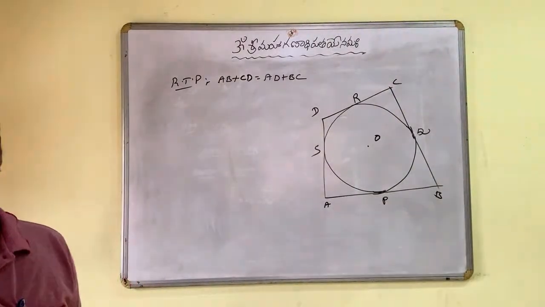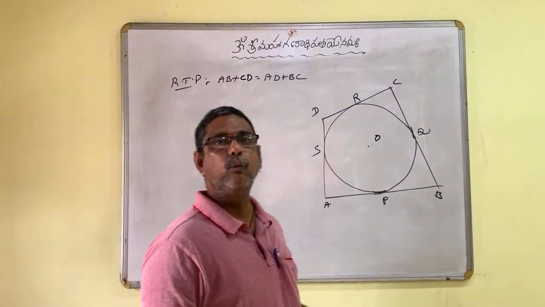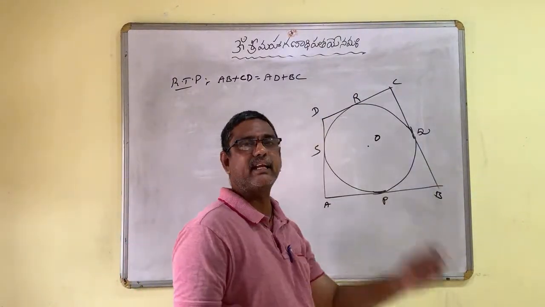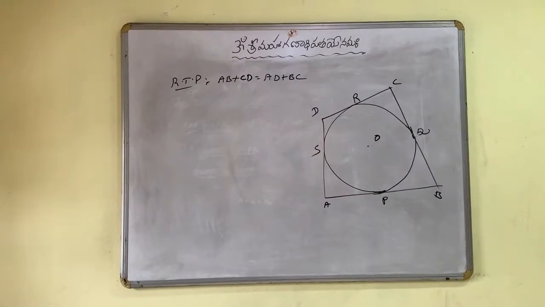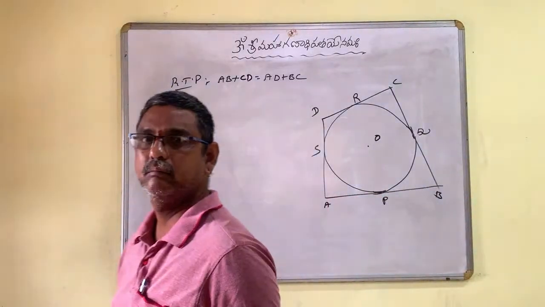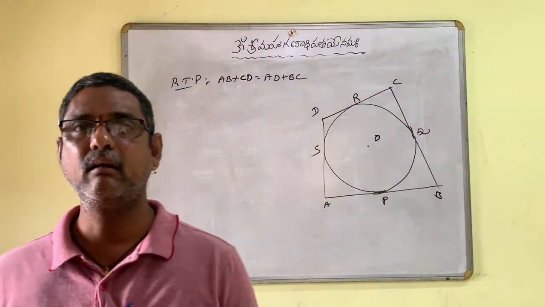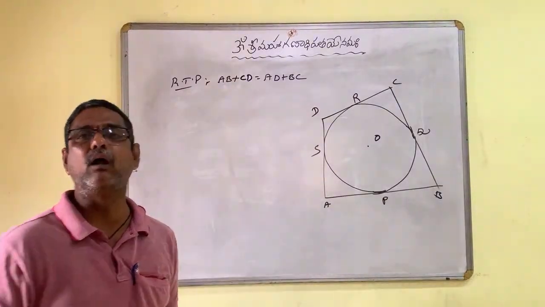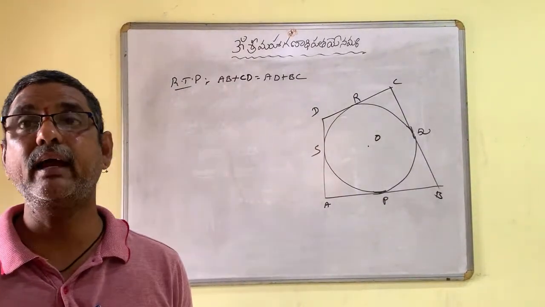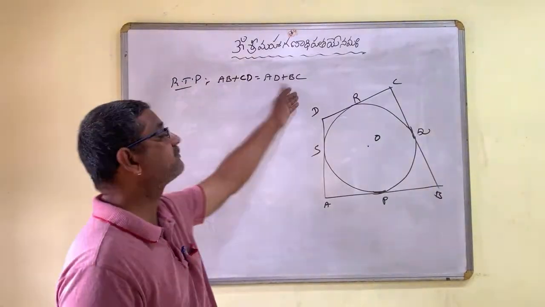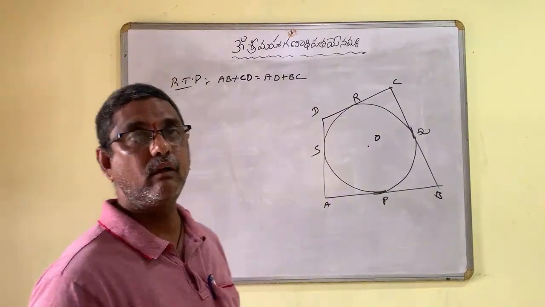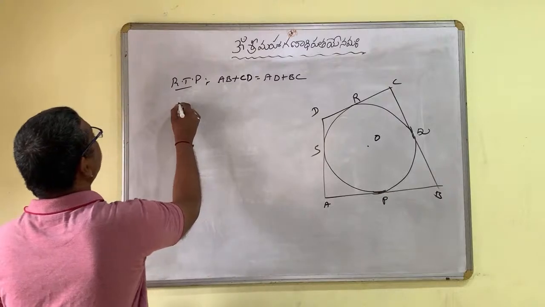So what is the conclusion? When a quadrilateral circumscribes a circle, the sums of the opposite sides are equal. That is what we have to prove. Okay? Now, proof.